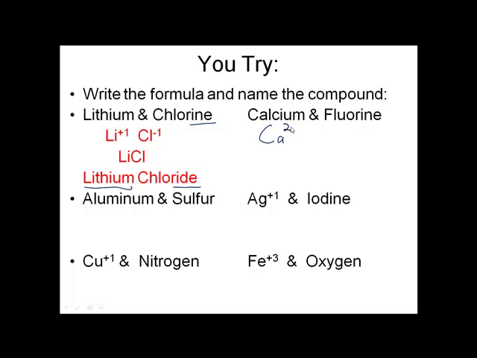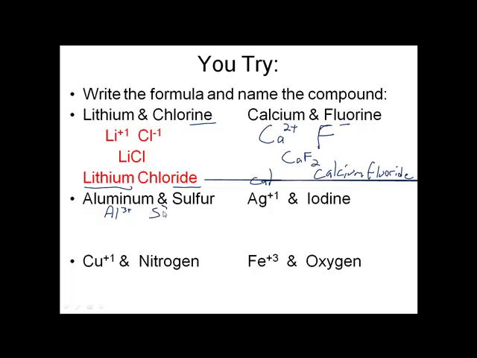Next one, calcium and fluorine. Calcium is Ca with a +2 charge. Fluorine is F with a -1 charge. Since they are different, we have to do the switcheroo. So we get CaF2. And the name here, since it's Ca, we call it calcium. And fluorine becomes fluoride.